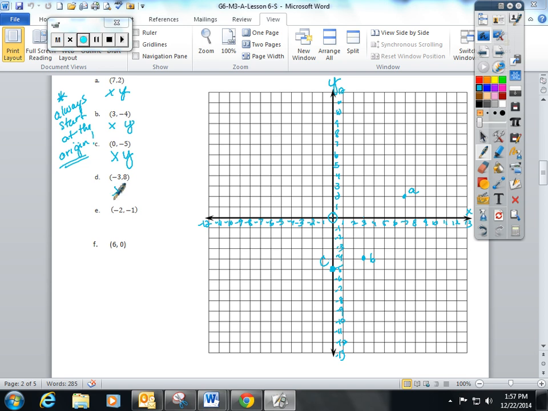D, you have to go over to -3 on the X and up to +8. E, you go over to -2 on the X and down -1 on the Y. Oh, I'm sorry, that's point E. And then the last one, you go over to 6 on the X-axis after starting at the origin, and you go up 0 on the Y. So that is how you label and locate points on the coordinate plane.